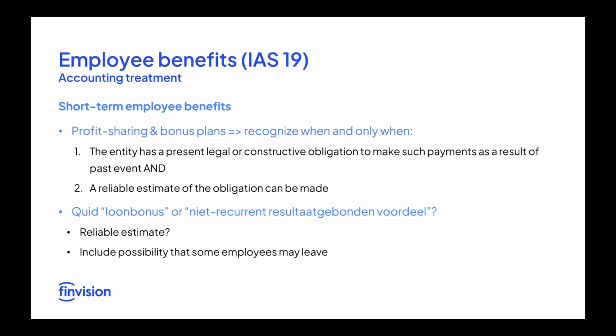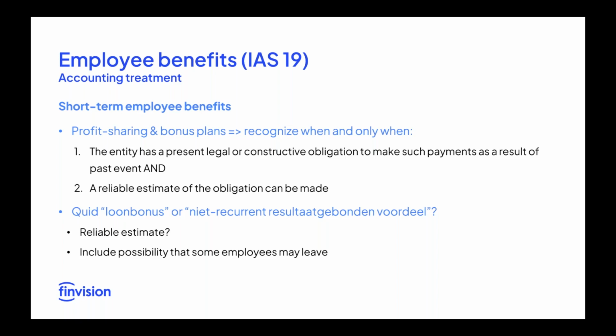What about profit sharing and bonus plans? There it's important, and it refers back to the general principle of IFRS. You need to have a present legal or constructive obligation to make such payments, and you need to be able to make a reliable estimate of the obligation. So a combination of both is important, and in some instances, if one of both conditions cannot be met, it will not be possible to recognize the liability.